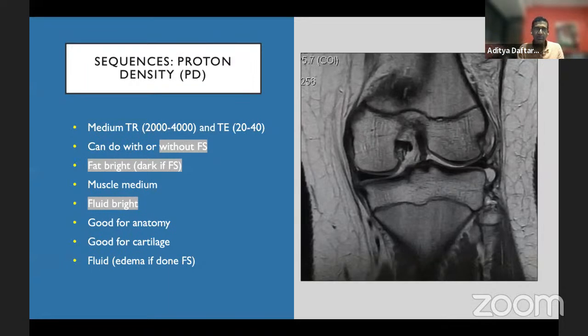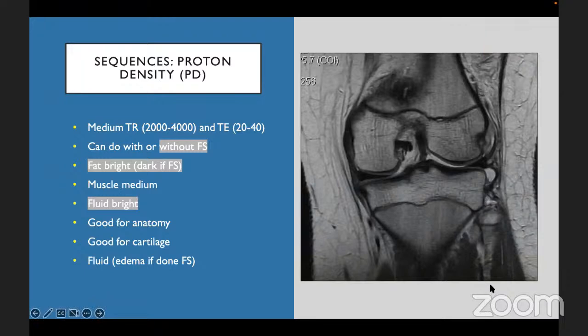Many practices will use sequences in different ways. Some people will use these same proton density images with fat suppression, and we don't use them with fat suppression because it takes less time and it gives you more clarity. So we normally take one fat suppressed image to look for fluid and edema, and all the other images are focused at looking at anatomy, cartilage, and ligament. So we just use these as our workhorse sequence more than anything else. And here it is excellent for looking at anatomy, excellent for looking at cartilage, and also good for looking at fluid.